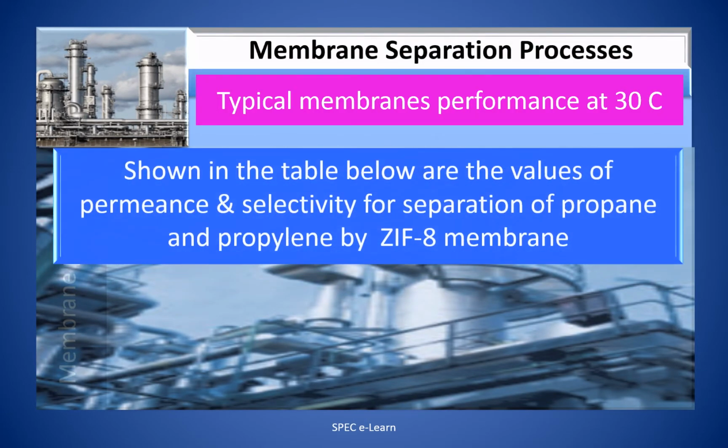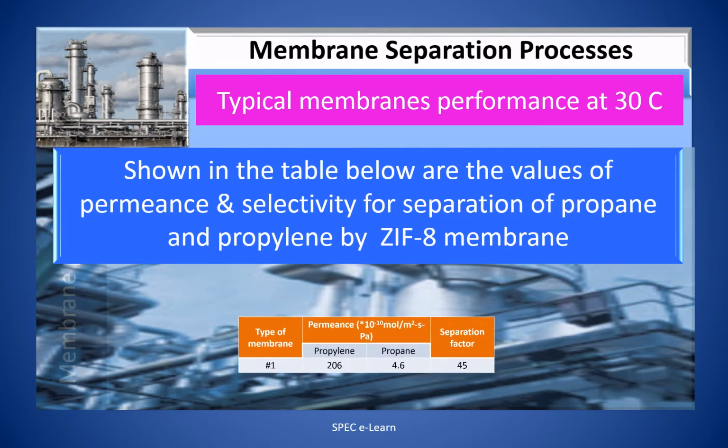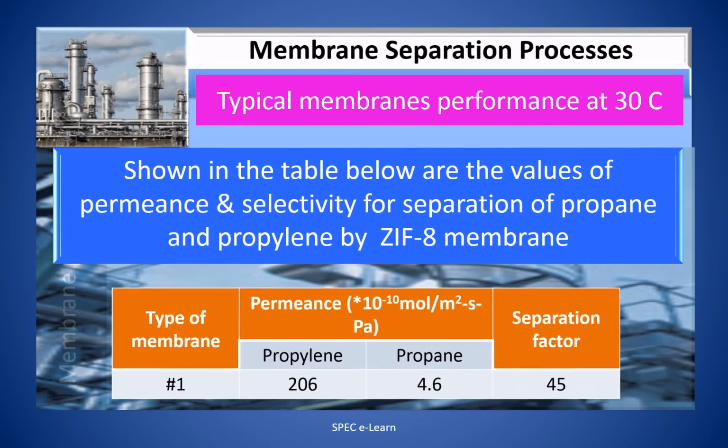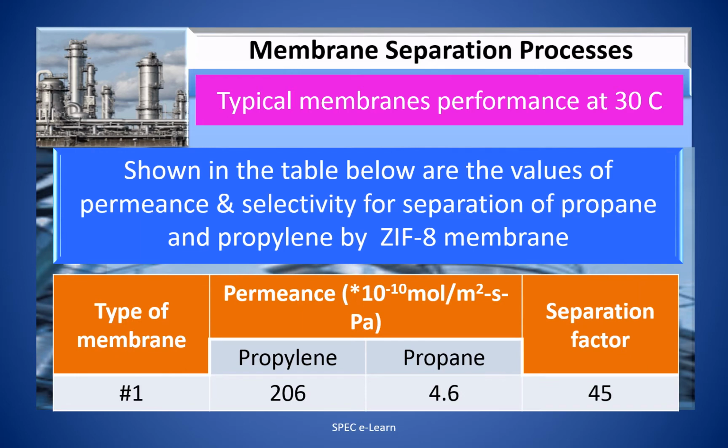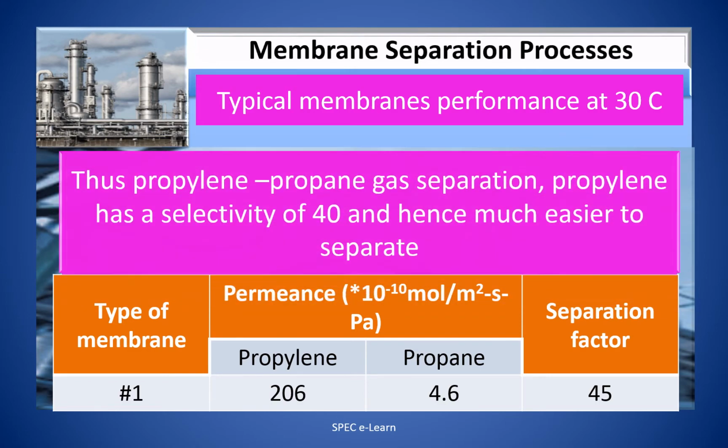Shown in the table below are the values of permeance and selectivity for separation of propane and propylene by a ZIF-8 membrane. The values of permeance for propylene in the units given are 206 and that of propane is 4.6. The separation factor is 45. In the propylene-propane gas separation, the propylene has a selectivity of 40 and hence is much easier to separate.